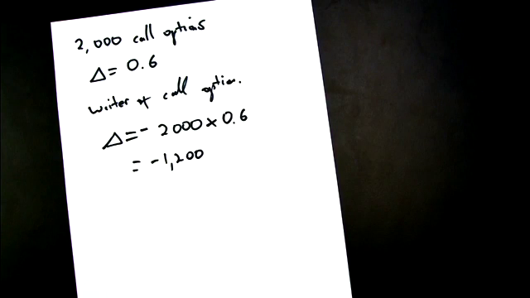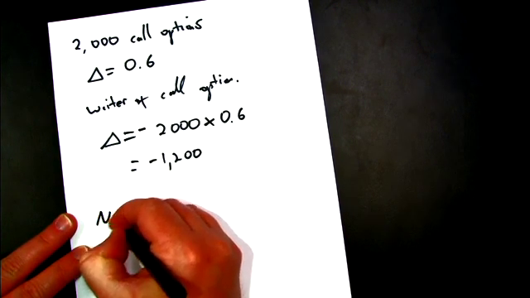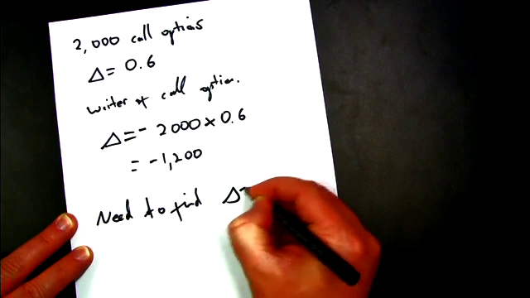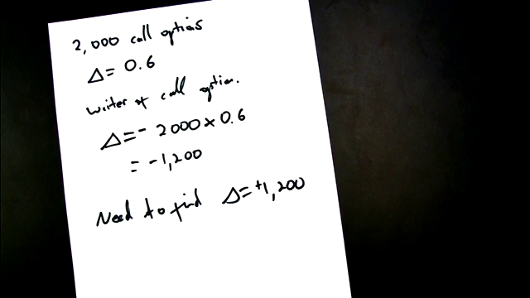What is delta hedging? Who can remember? Important for your quiz next week. What is delta hedging? Maintaining a delta neutral position. So what do I need to find? Something with a delta of? Okay, so I need to find a delta equal to positive 1,200 to cancel out.